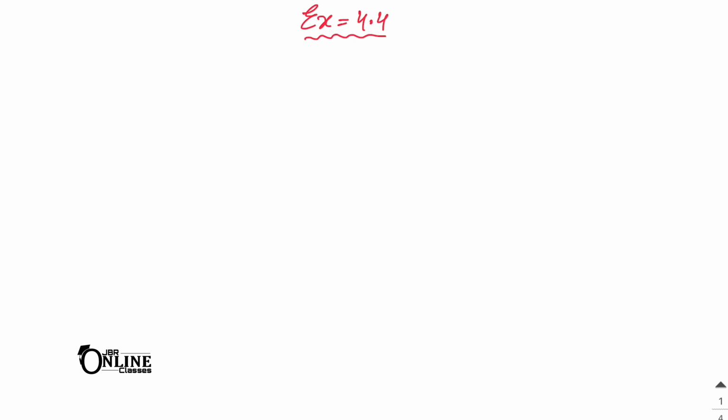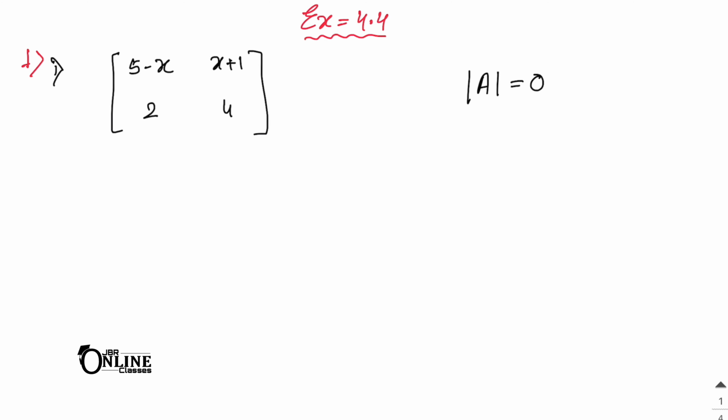So here in sum number 1, if the matrix 5 minus x, 2, x plus 1, 4 is singular, then find the value of x. Okay, so as here this matrix is singular. Now what is the meaning of singular? Suppose you have a matrix A. If A matrix is a singular matrix, then det A will be 0. Remember that det A will be 0.